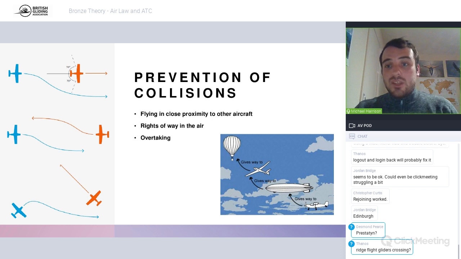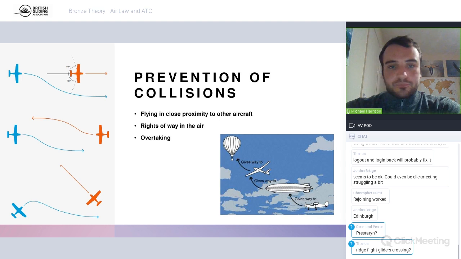When you are on a ridge, that changes slightly because obviously you can't turn right into a ridge. So now the person on the right, if you're head on, should maintain their course, and the person on the left, with the ridge on their left, should give way to the person with the ridge on their right.